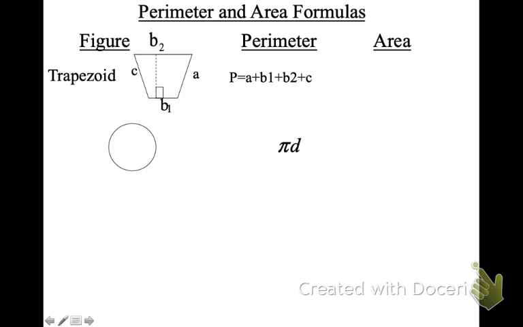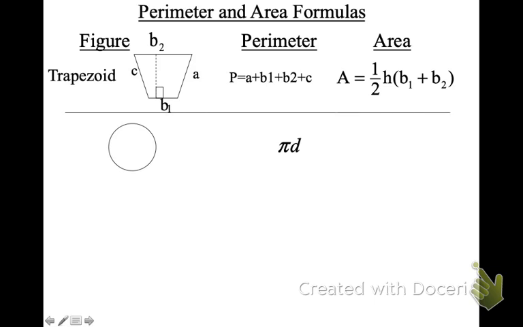Okay, and the area, however, is area equals 1/2 the height. This is the height, the perpendicular. Okay, times base 1 plus base 2. So it's 1/2 the height, that's the perpendicular right here, times the quantity of base 1 plus base 2. All right, that was our trapezoid.